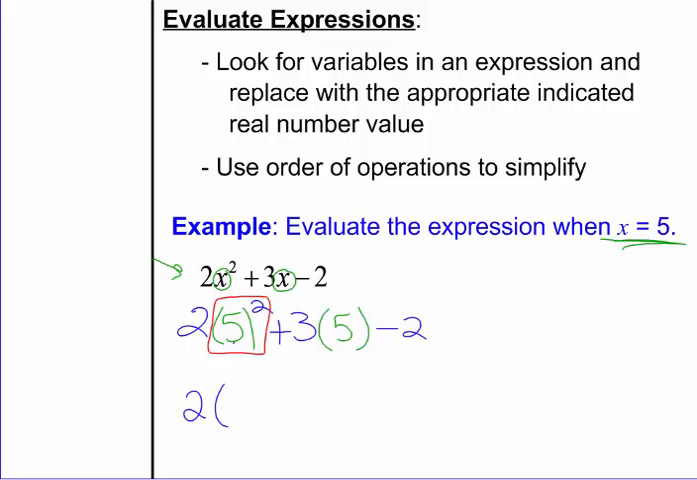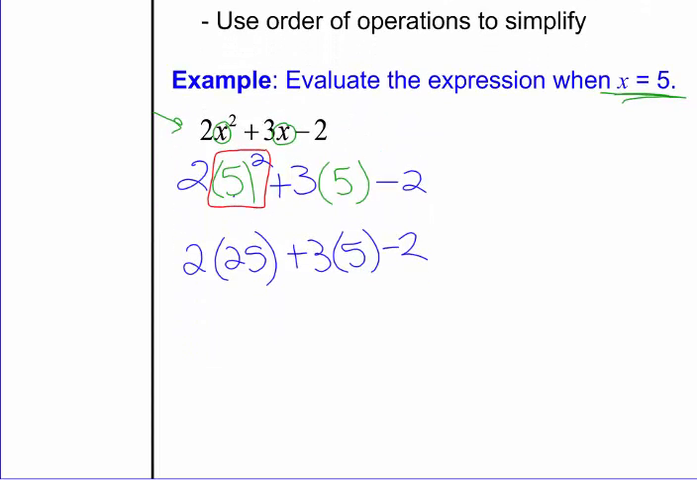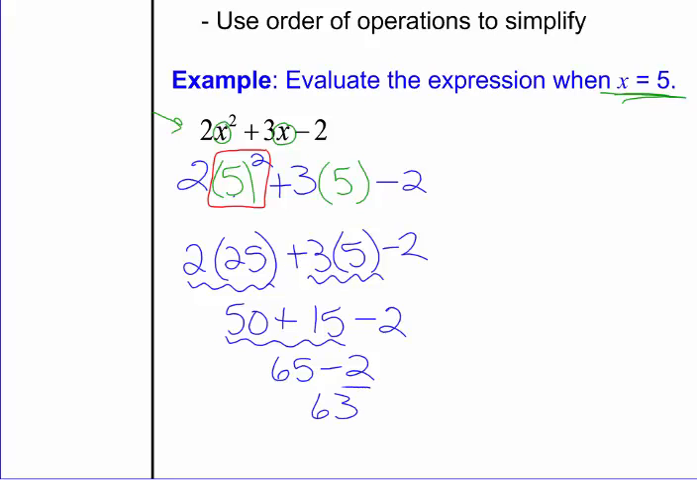So it's 2 times 25 plus 3 times 5 minus 2. Notice I just copy everything else down. I did the 5 squared. That's your exponents. And after exponents is multiply and divide. We have 2 multiplying parts. They don't affect each other because there's that plus in the middle, so they're totally separate. So I'm going to go 2 times 25, which is 50, plus 3 times 5, which is 15, minus 2. And now we do our add and subtract. The add comes first, so you do the add first. 65 minus 2, 63.